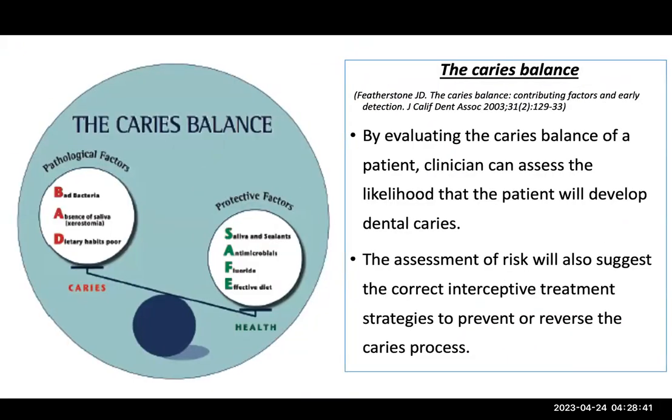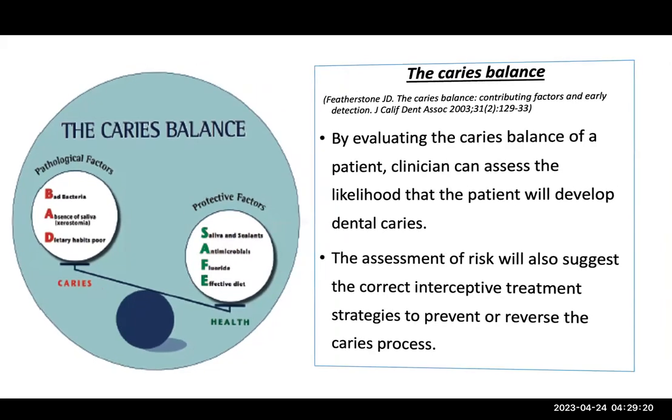So they talk mainly about the caries balance. We know about the pathological factors and protective factors. Pathological factors have been named as BAD, and the protective factors have been named as SAFE, as an acronym. You all know about it, so I'm not going into the details of it. And I think Dr. Ashwin Javdekar has already covered these in detail. It's only that by evaluating the caries balance, you can find out which direction the child's oral cavity is going. And based on the type of risk, you can plan interception, prevention, and treatment.